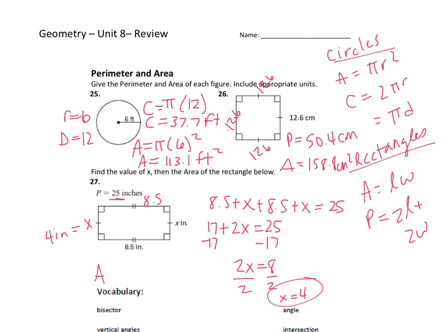And then it asks for the area. Once we know the width, all we have to do is take 4 times 8.5, which gives us 34 inches squared. So those are both of our answers.